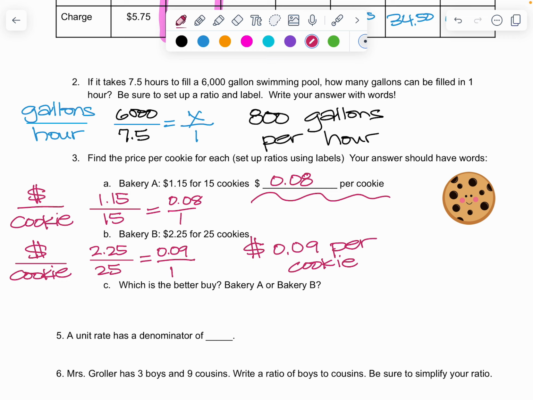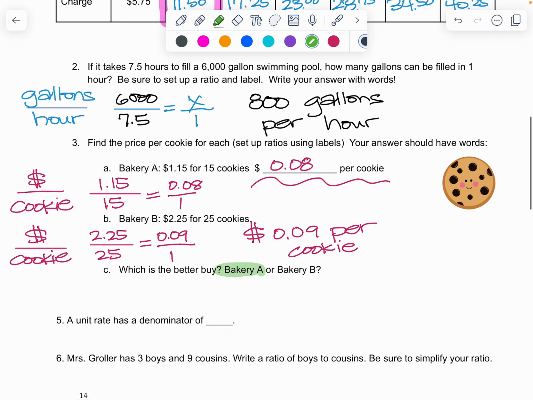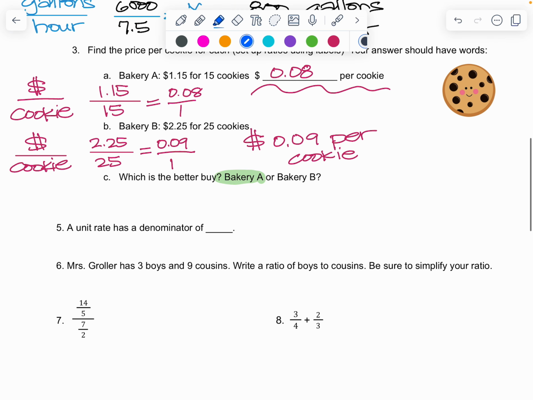And then, which is the better buy? Well, it is definitely by 1 cent. Bakery A is a little cheaper. All right, let's go on. A unit rate has a denominator of, oh, we know this, 1. That is not a pen, though. That was a highlighter. 1. Yeah. All right.